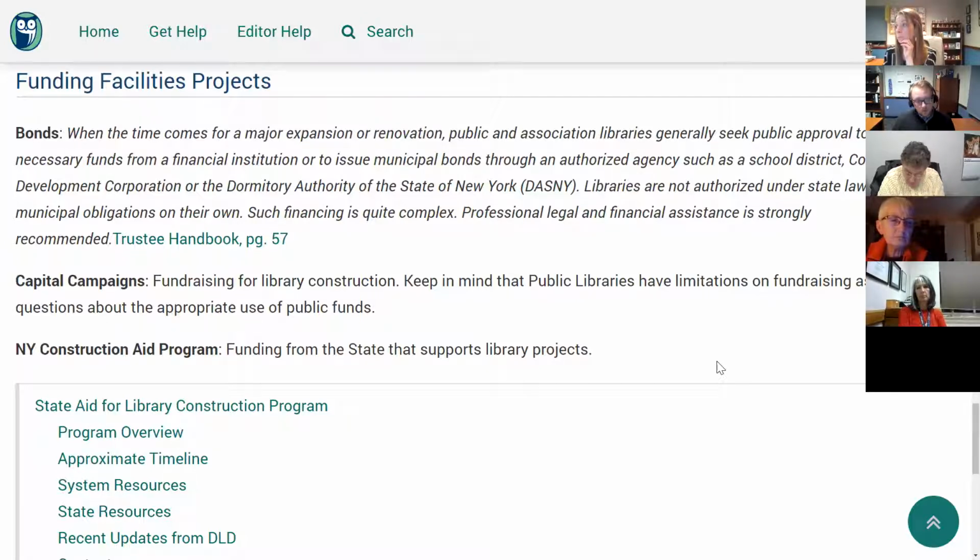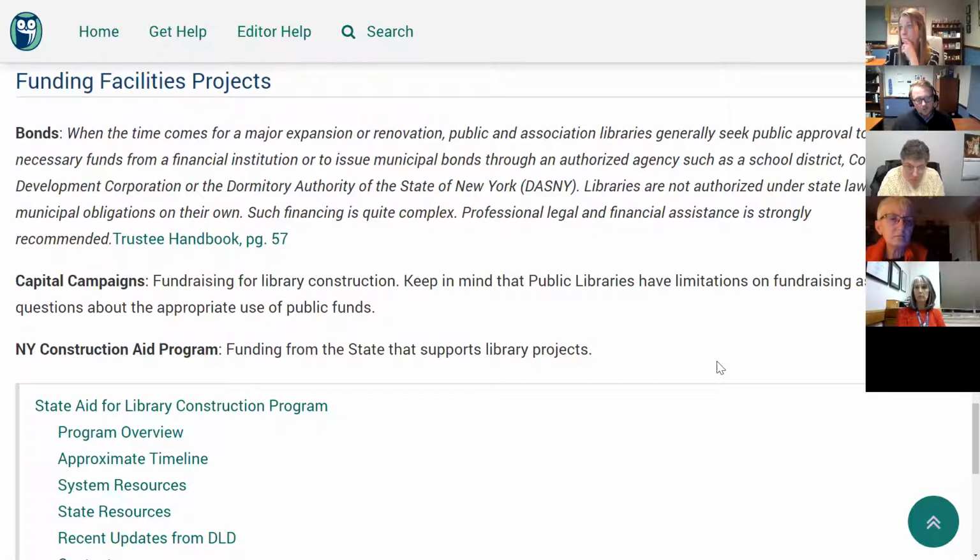Public libraries, you do have limitations when it comes to fundraising, because there are situations that can cause issues with appropriate use of public funds. There's nowhere that explicitly authorizes it, but there are areas that say public dollars cannot be used in any type of campaign. That is true for capital campaigns, political campaigns, or anything like that. So you have to watch out for that.